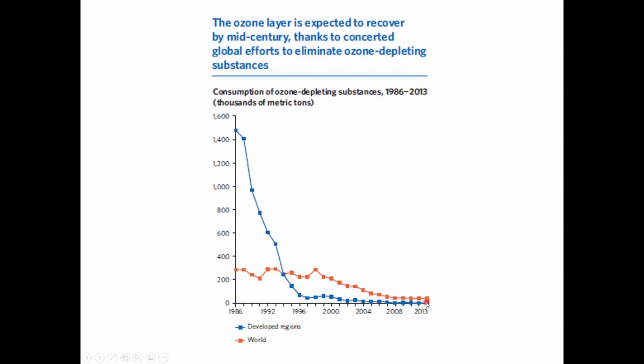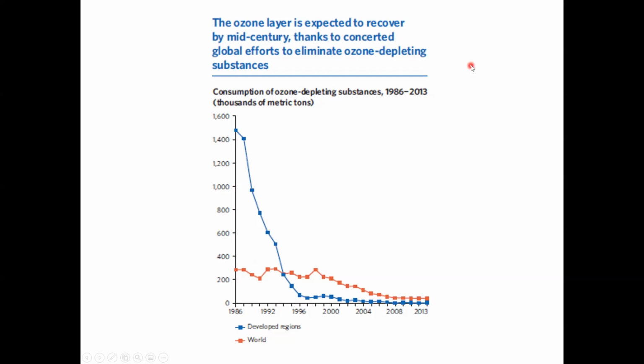So if we look at the world and developed regions, it's near zero. This is a huge success where agreements were able to be found, and based on getting rid of the ozone-depleting substances, the ozone layer has been able to repair itself. And that's a really huge success story.